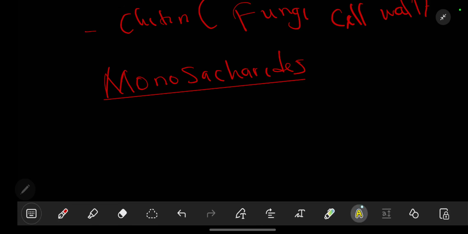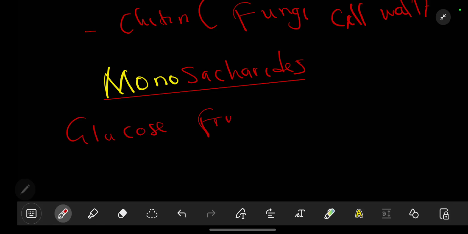Monosaccharides are the small, simplest sugars. The word mono means one. So these are the simplest sugars. Examples under monosaccharides include glucose, fructose, and galactose. So these are monosaccharides, among other things.